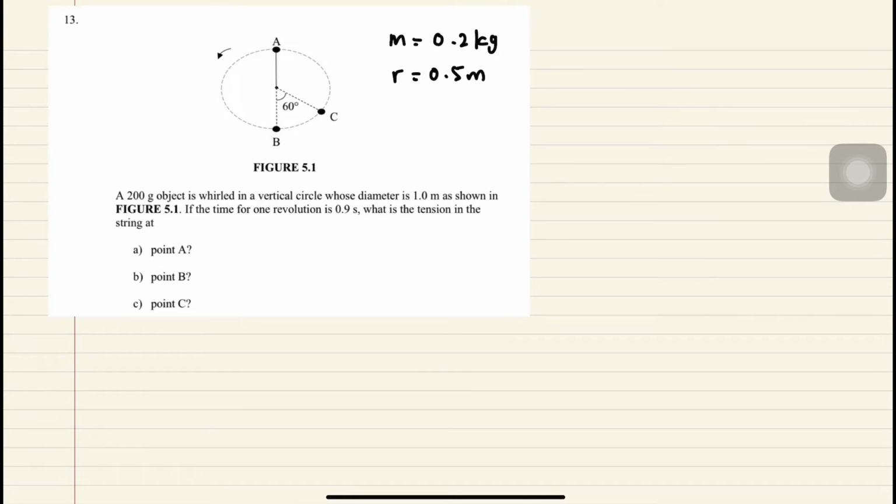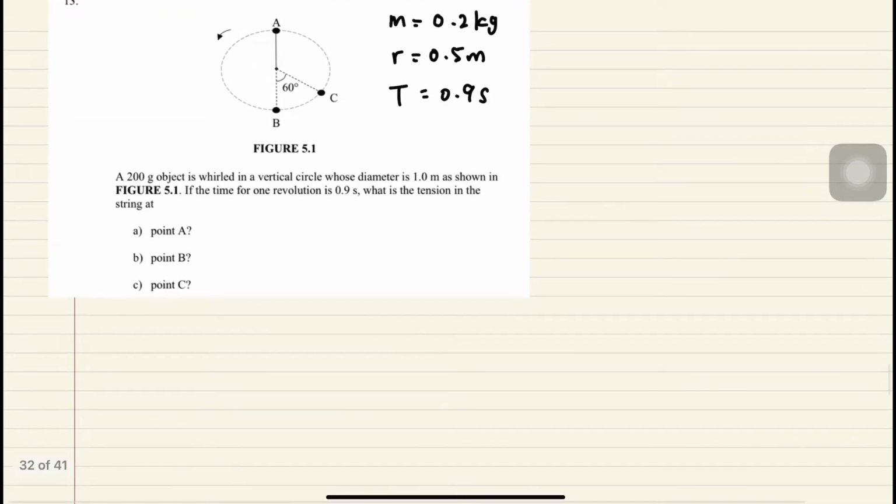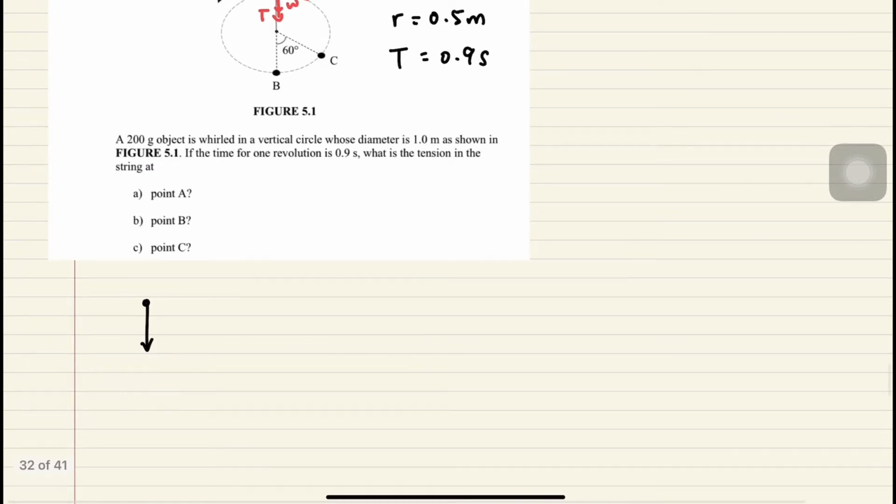Time for one revolution is basically the period. What is the tension in the string at point A? Okay, so if you want to do at point A, first of all, you have to draw the free body diagram. At this particular point, you have weight downwards, tension downwards, and then AC also downwards. So the free body diagram will look something like this: weight, tension, and AC in that direction.